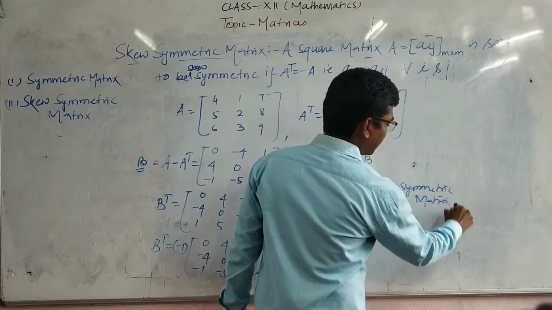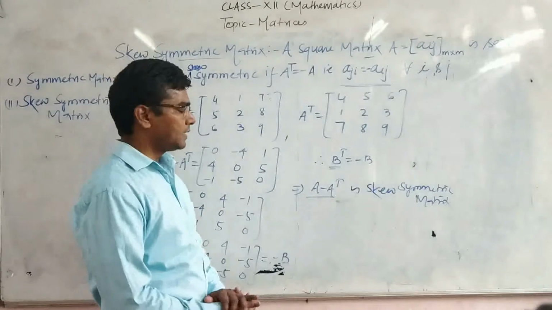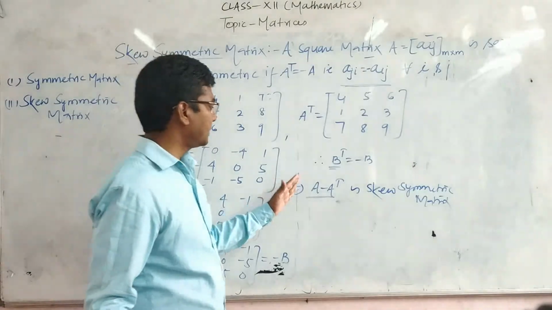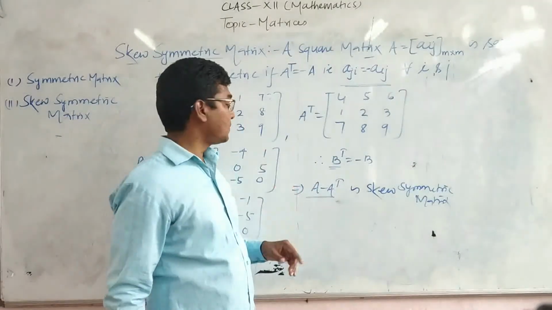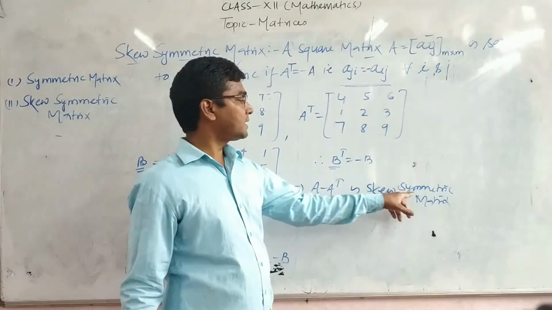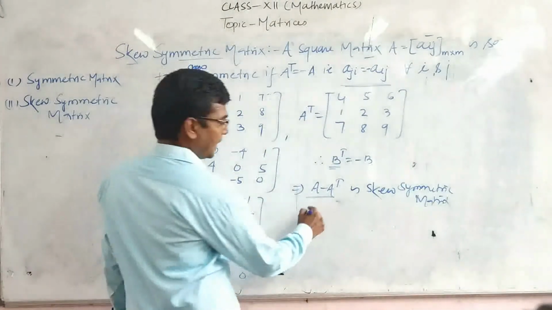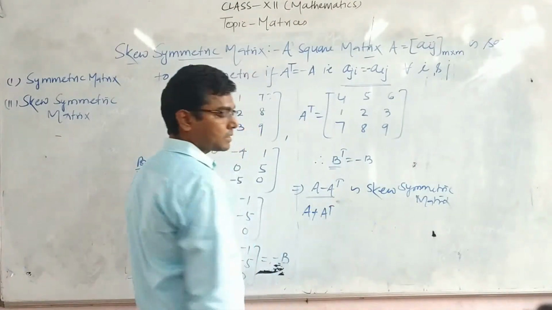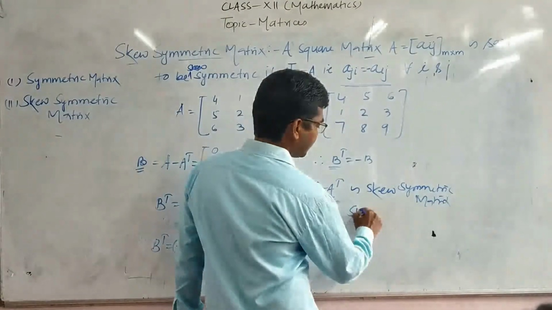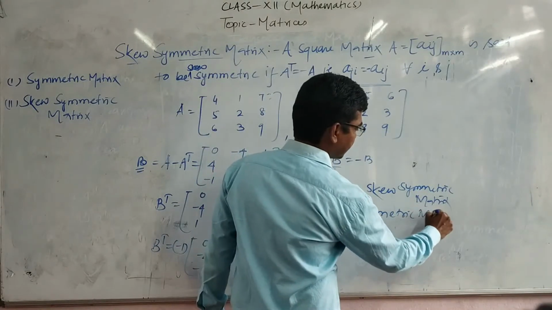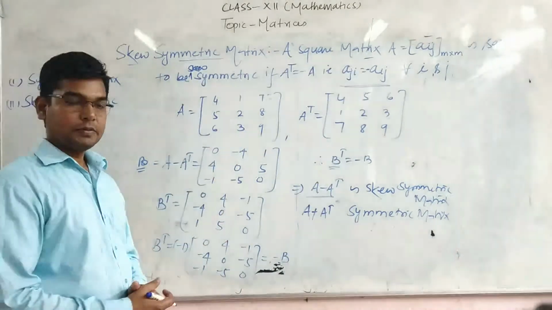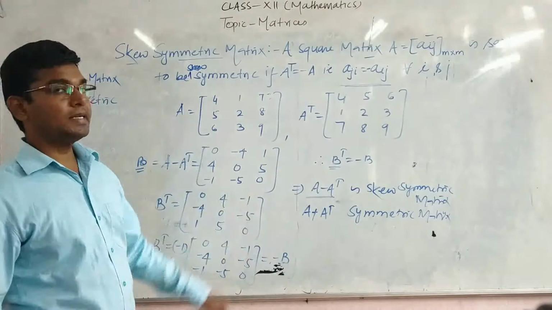So from here we can easily understand that the difference of a square matrix and the transpose of the matrix always gives us a skew symmetric matrix, and the sum of the matrix with its transpose will always give us a symmetric matrix. Okay, so this we have proved in a matrix where all entries are real entries.